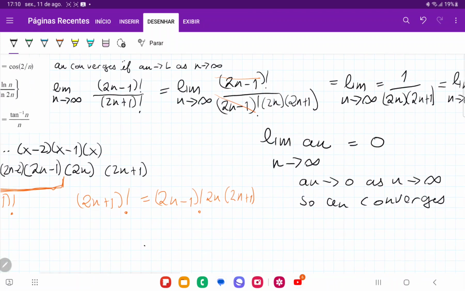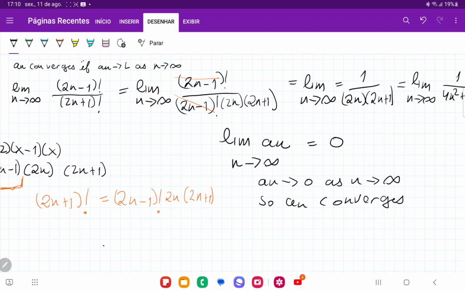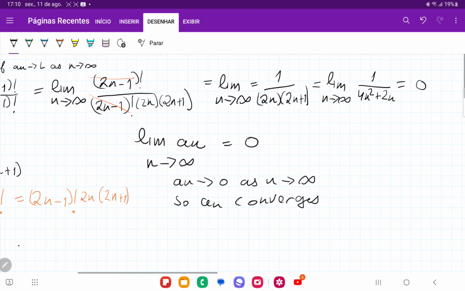So yeah. What we did was we took (2n minus 1) factorial over (2n plus 1) factorial, and then we expanded (2n plus 1) factorial into (2n minus 1) factorial times 2n times (2n plus 1). Then we canceled things out, then evaluated this limit and found that it gave us 0.